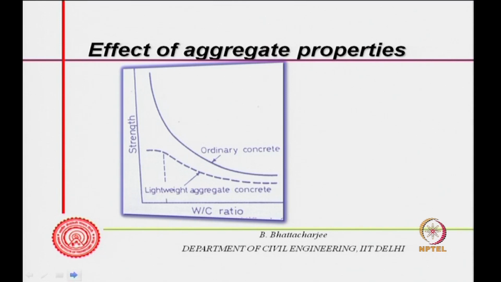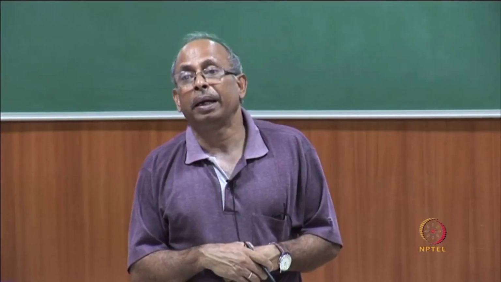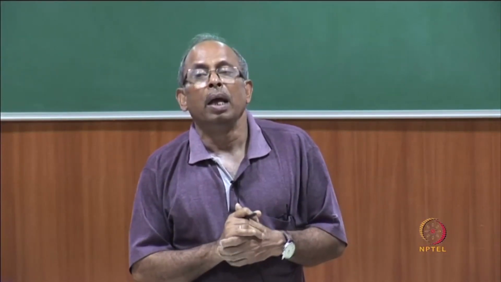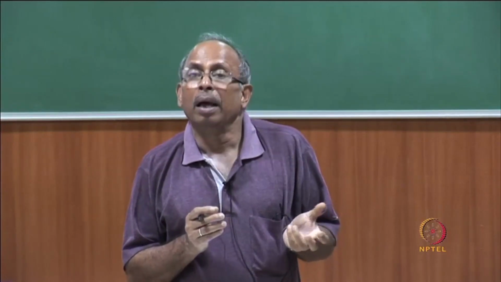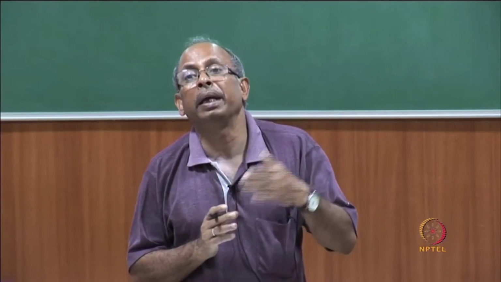Now, what about aggregate properties themselves? In ordinary concrete, as water cement ratio increases, strength decreases. But lightweight aggregate concrete, which uses weaker aggregate, actually exhibits lower strength, especially when water cement ratio is reducing, and cracks can pass through the aggregate themselves because it is weak. Strength is usually governed by the weakest link. If the paste and paste ITZ are weak, the crack will pass through the ITZ and not crack the aggregate. It may start from the ITZ in any case if it is the largest void, but as it initiates it might pass through the aggregate straight away if the aggregates are weak.